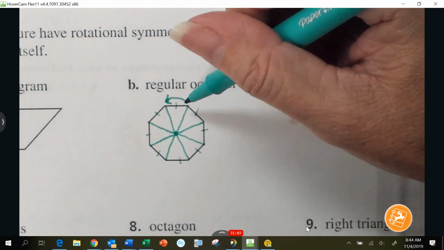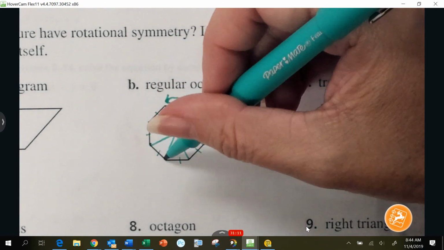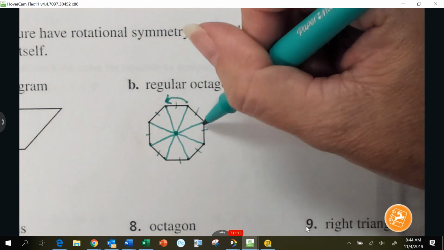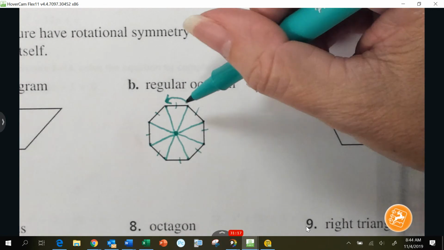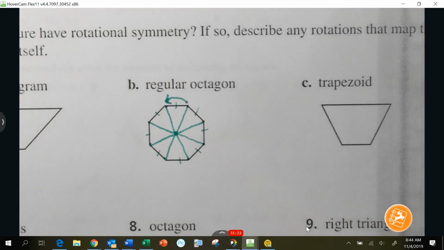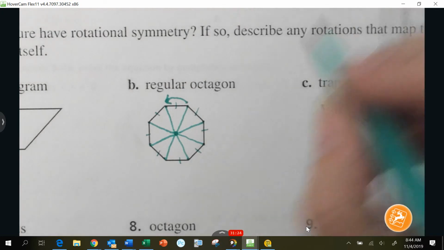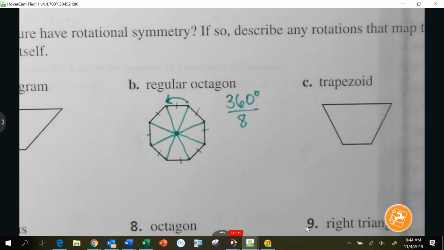360 around the whole circle. How many of these same places are there around the whole circle? How do you think I would find the degrees for one of them? Avneet's going to tell us the answer. Thanks, Avneet.